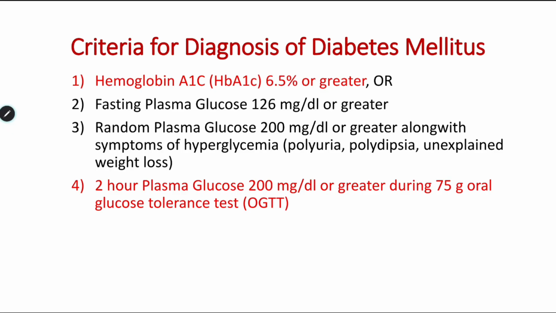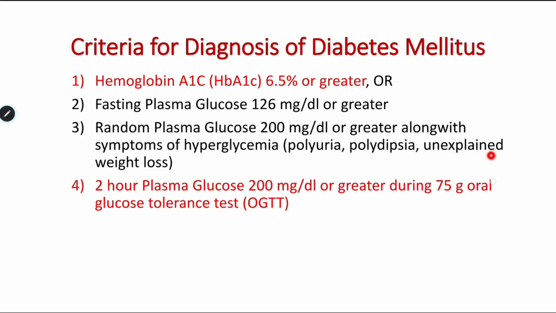First we'll understand why there is polyuria, polydipsia, and unexplained weight loss in diabetes. As we know, if the blood glucose is above 180 mg per deciliter, glucose is excreted in urine, and glucose attracts water along with it, causing polyuria, which will cause volume depletion and cause polydipsia or increased thirst. And in diabetes, it's not that there is no glucose in blood.